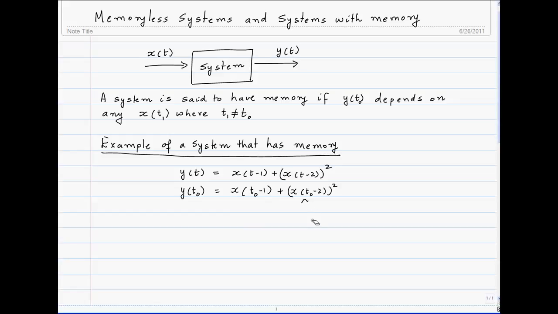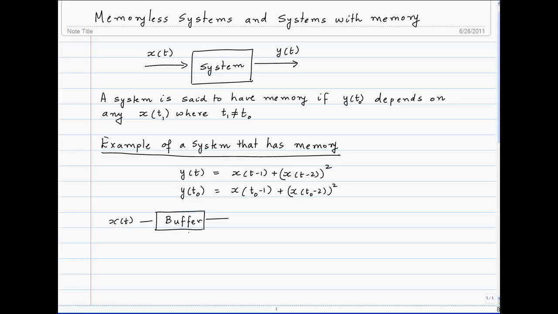But I think you will get some insight into what we mean by a system that has memory if you think about how we may implement this system. If you have to implement such a system in practice, you need some buffers, right? You would have to take x of t and store x of t for at least 2 seconds, such that we can produce x of t minus 2 and x of t minus 1.